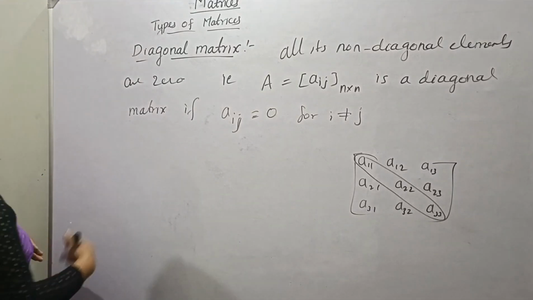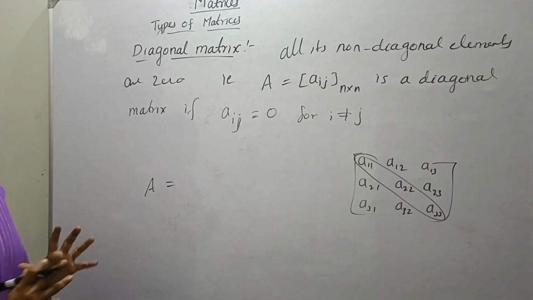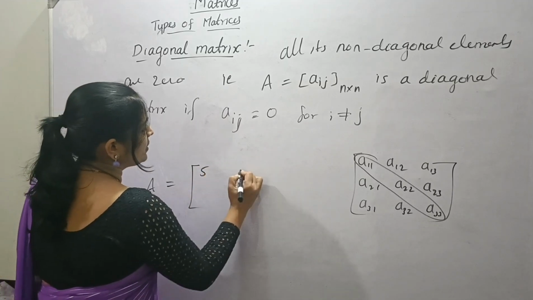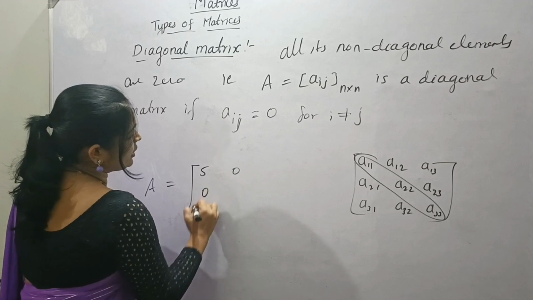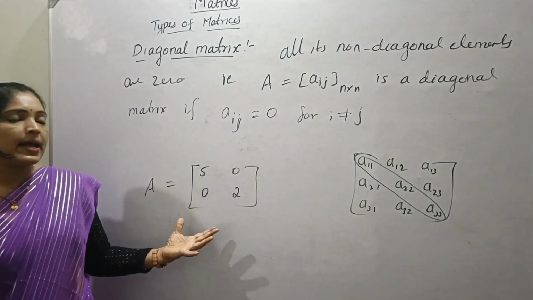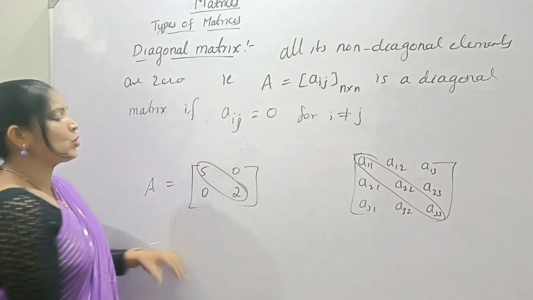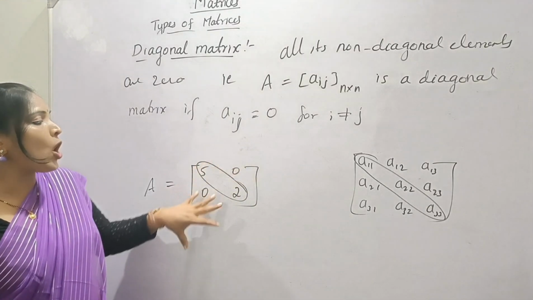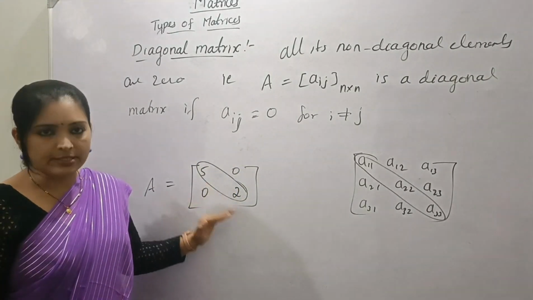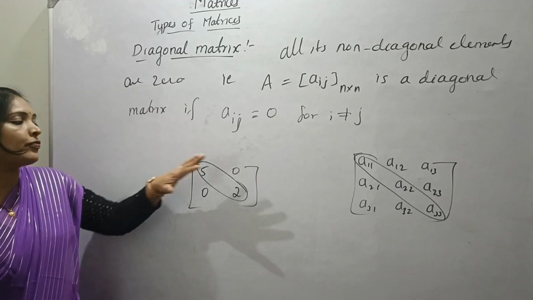Let us take one example. You will understand it quickly. A is equal to, let us take a 2 by 2 square matrix: 5, 0, 0, 2. It is a square matrix and it is a diagonal matrix also, because these are the main diagonal elements, and except these elements, non-diagonal elements are 0. Therefore, matrix A is a diagonal matrix of order 2.